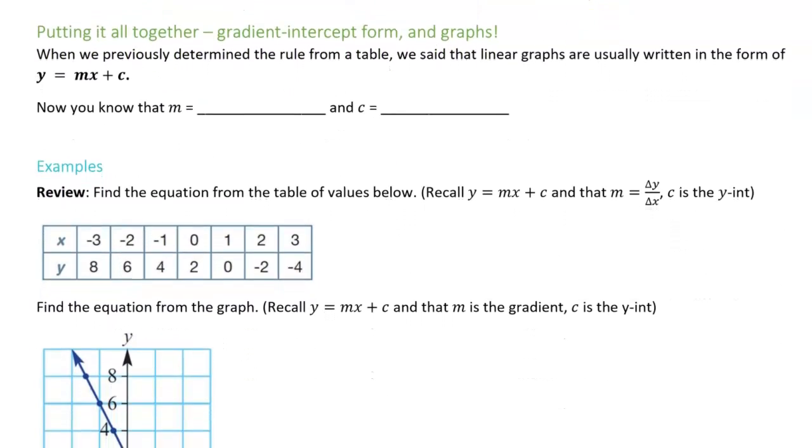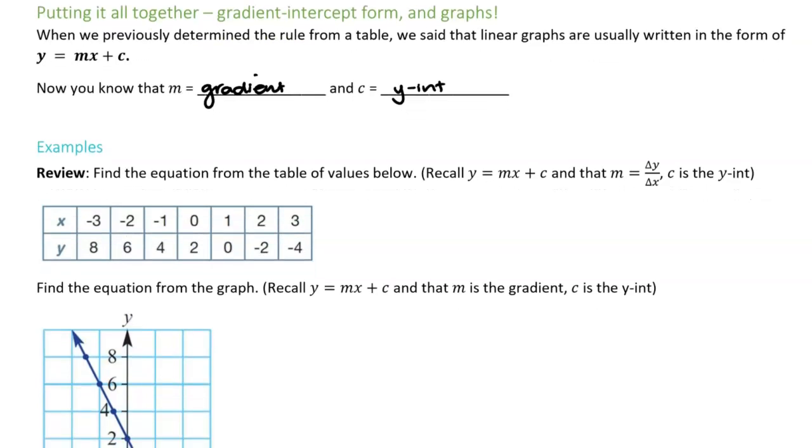We've spoken about a lot of these quantities separately. Let's really amalgamate them. When we previously determined the rule from a table, we said that linear graphs are usually written in the form of y equals mx plus c. And as we said, m is the gradient, and c is the y-intercept. I'll just write y-int.